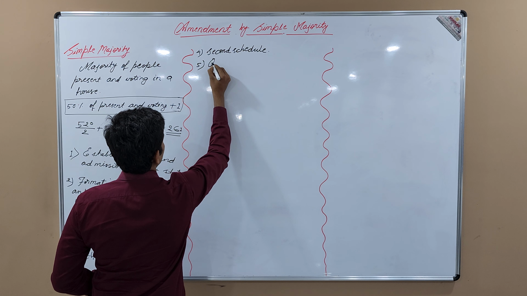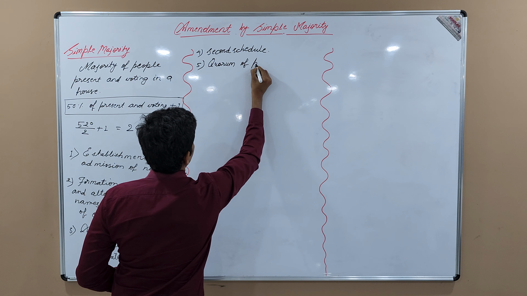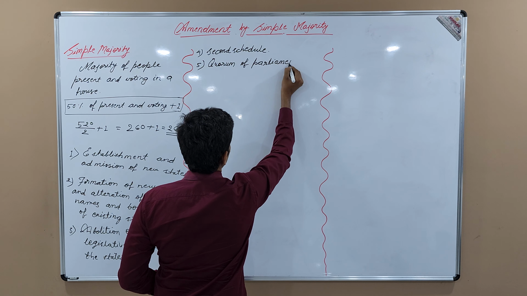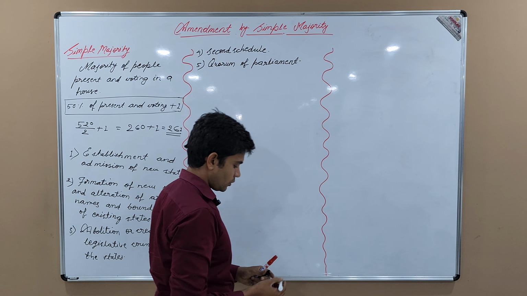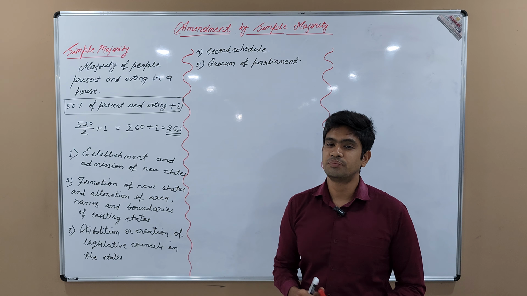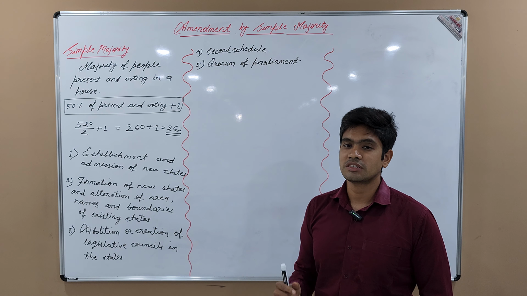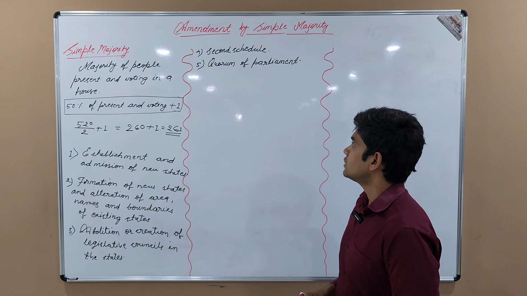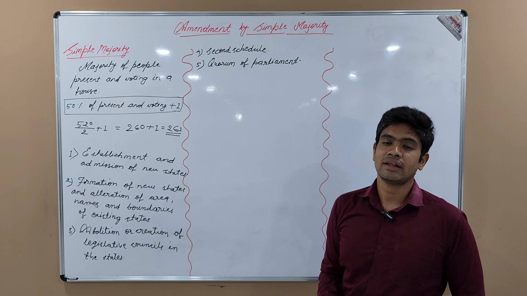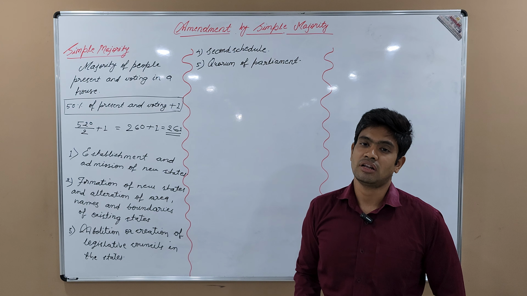Now the fifth one, quorum of parliament. We know that for the successful conduct of business in any house of the parliament, at least 1/10 of the total strength of that house should be present. Whenever any changes have to be made in the quorum, it is done by the simple majority in each house of the parliament.